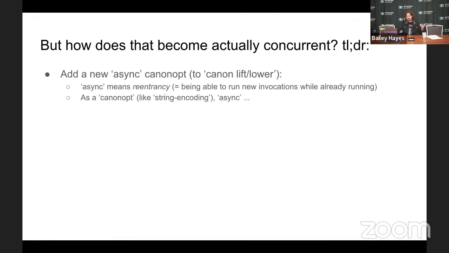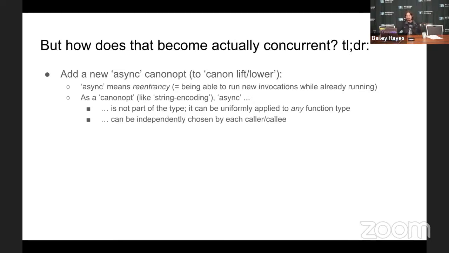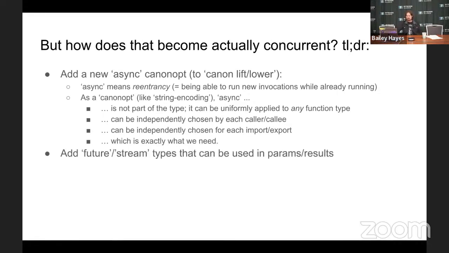And as a canon opt, like string encoding, async is not part of the type. It can be uniformly applied to any function type, just like all the other canon opts. It can be independently chosen by the caller and callee, on one side or the other or both of a particular function call. And it can be independently chosen for each import and export, which is actually going to be useful, as we'll see. And that's exactly what we need to handle all the use cases that we have.